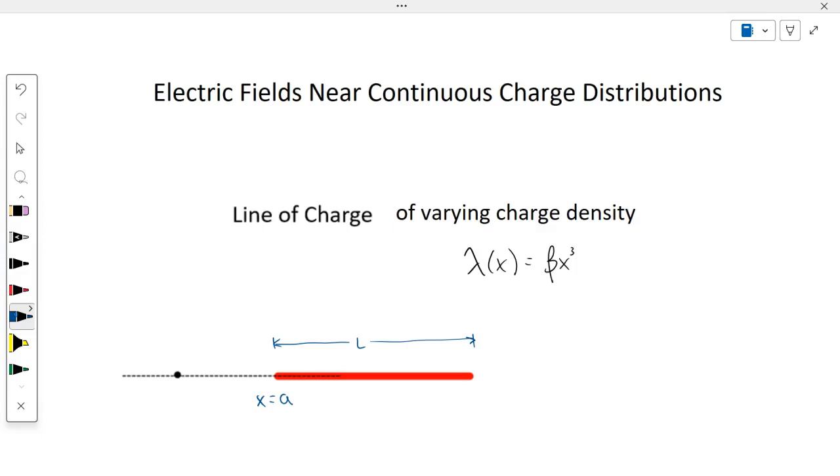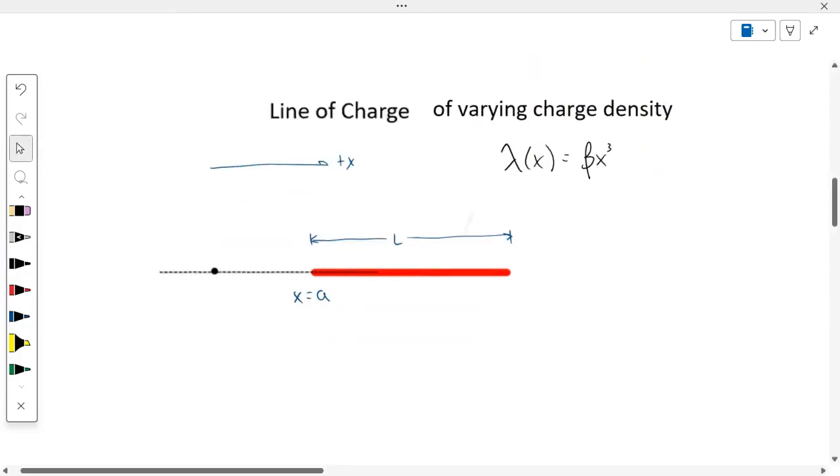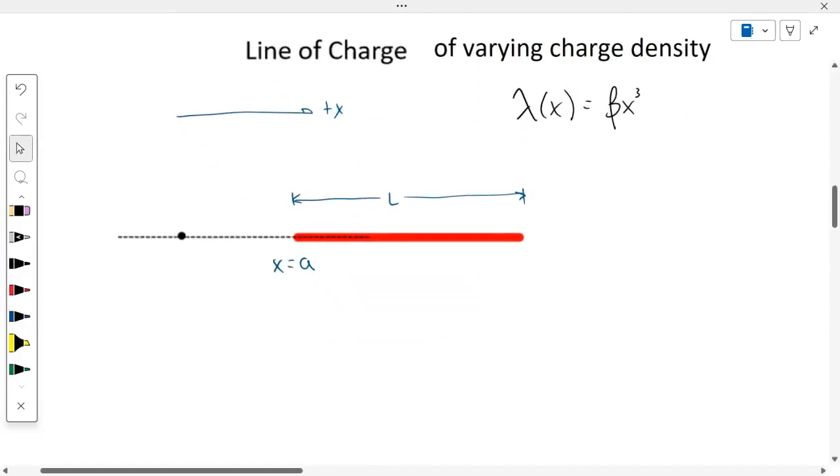Now notice this stick has a varying charge density. The charge density varies as we go along the positive x-axis. It varies thusly. All right, so here's what we're going to do. We are still going to say that this stick is made up of lots of infinitely small point charges that we'll call dq's.